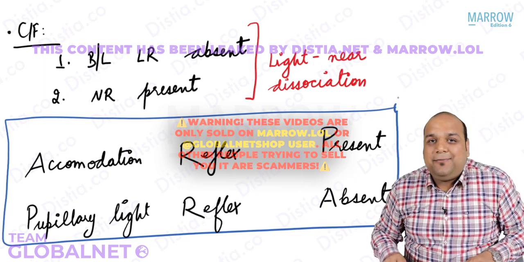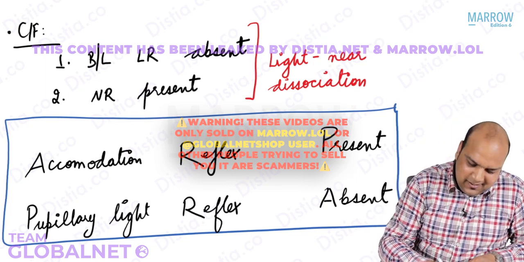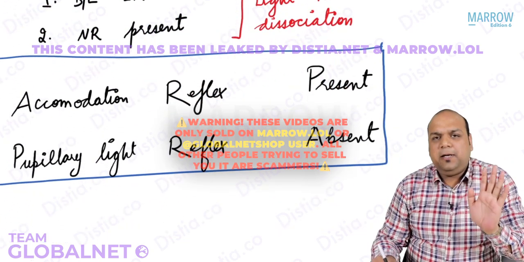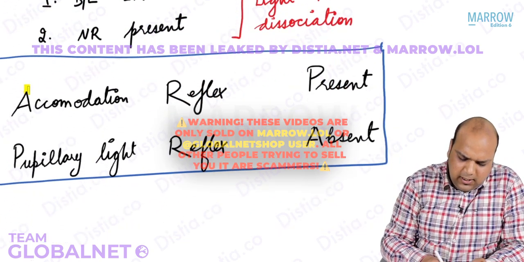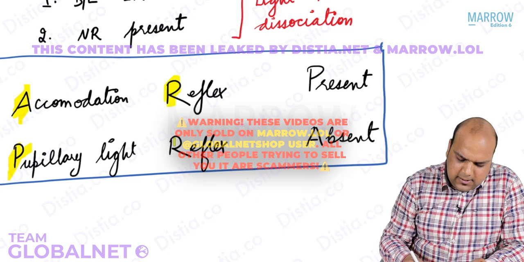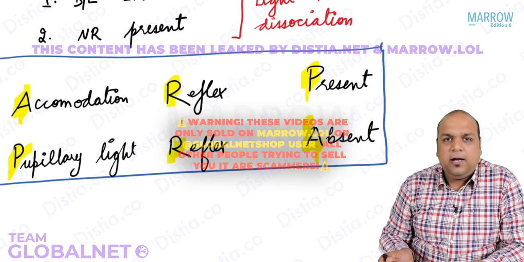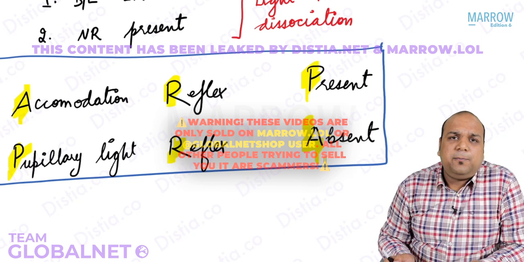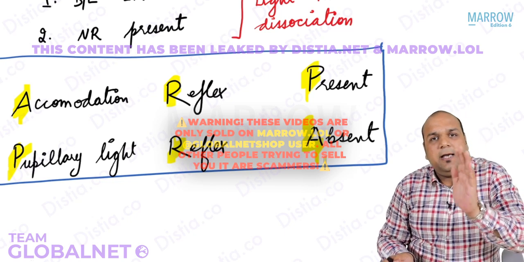Okay, everybody, are we clear about this? Yes? Now, third clinical feature, everybody. ARP, PRA, very easy, very old mnemonic. I hope you will be able to learn this. There should not be any confusion in this whatsoever. Accommodation reflex or the near reflex is present and the light reflex or the pupillary light reflex is absent.